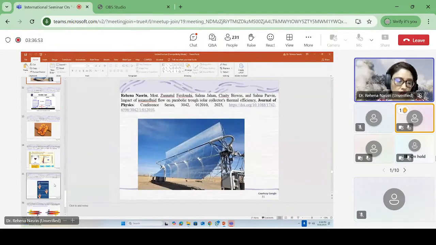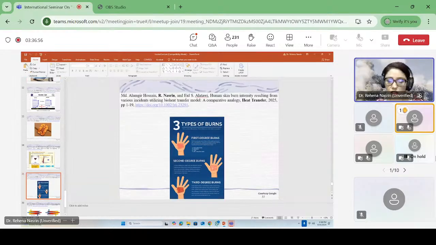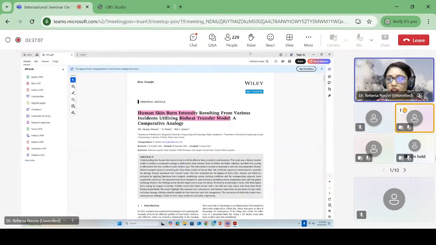So there are many things, sorry. I am going to finish just by showing this picture, this article.